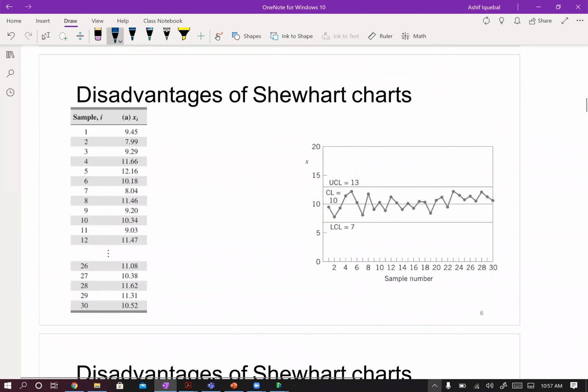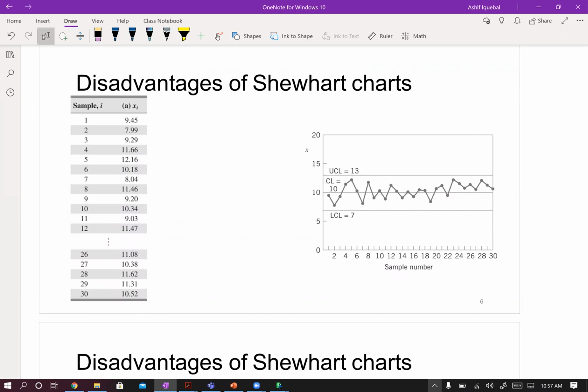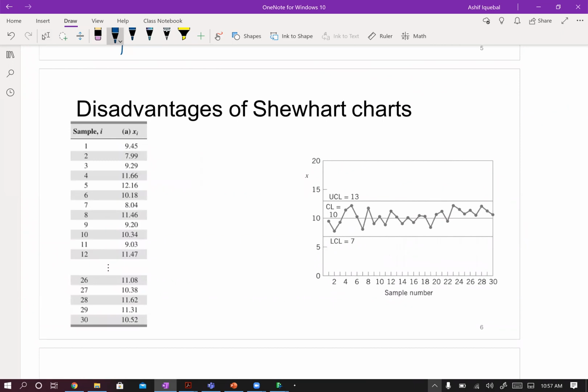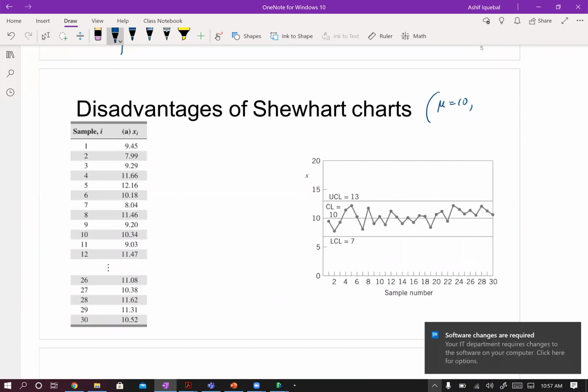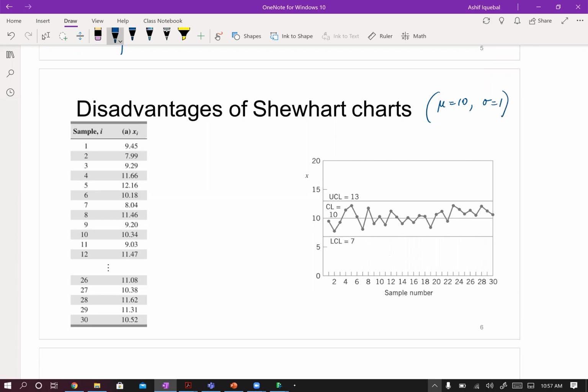I'll just give you a quick example here. I have some samples, sample 1 to sample 30, and I know that for this particular data, mu is equal to 10 and sigma is equal to 1. Since I know these values, I can construct a control chart. My center line will be 10. My upper control limit will be 10 plus 3 sigma, and sigma is 1, so this will be 13. Similarly, LCL will be equal to 10 minus 3 times 1, which is 7.